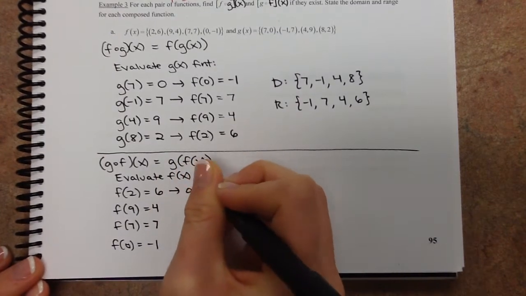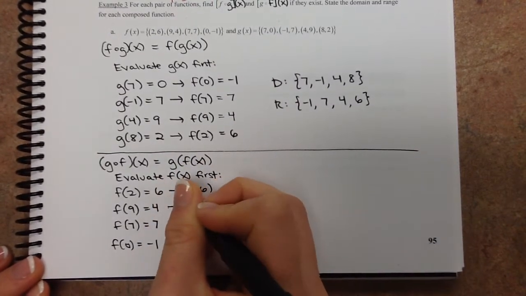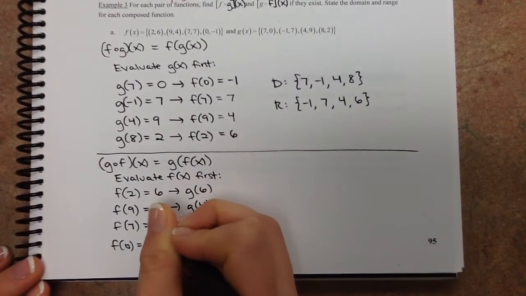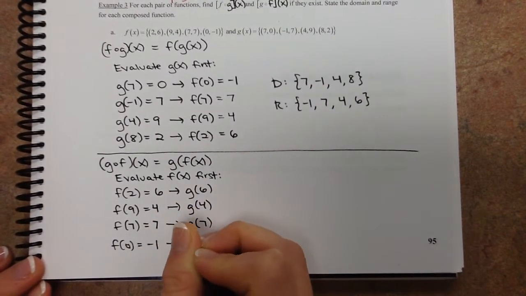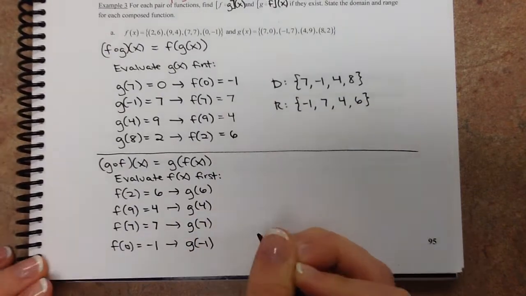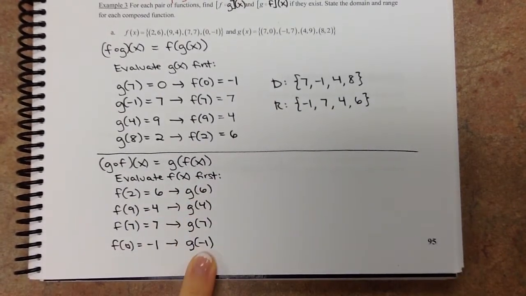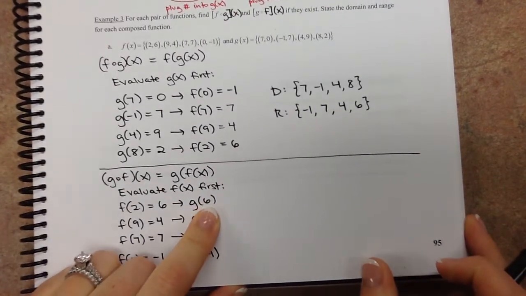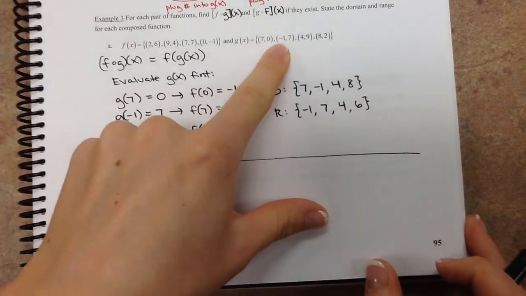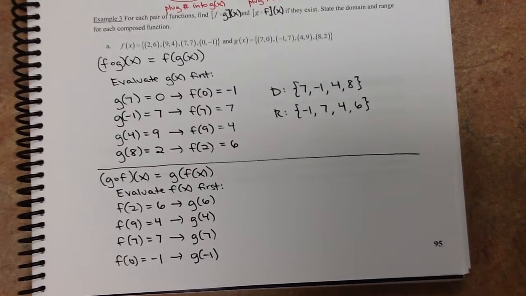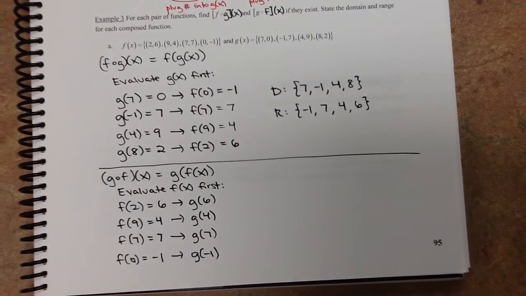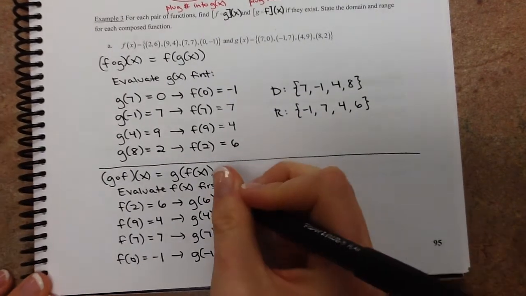So I want to take the 6 and plug it into g. I want to plug the 4 into g, plug the 7 into g, and plug the -1 into g. So that means that these are x values on my function g. So let's find an x value of 6. No, no, no, no. I actually don't have a value of 6 at all. So this is undefined.